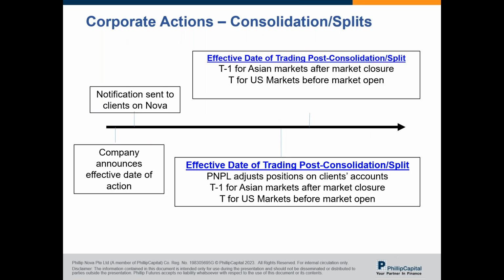The third is the consolidation or splitting of shares. Sometimes shares can split into even more shares. For example, Tesla can split to 5 shares, and when the splitting occurs, this adjustment is done immediately and there's no delay, so you can immediately sell the split shares or consolidations as per normal.